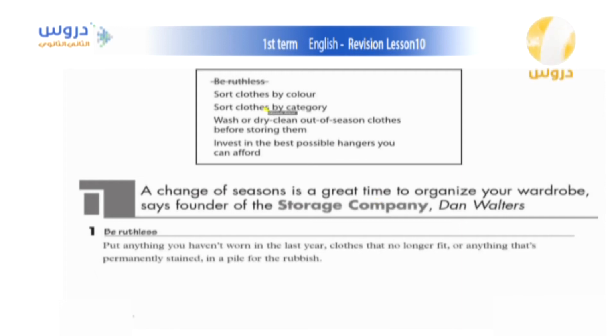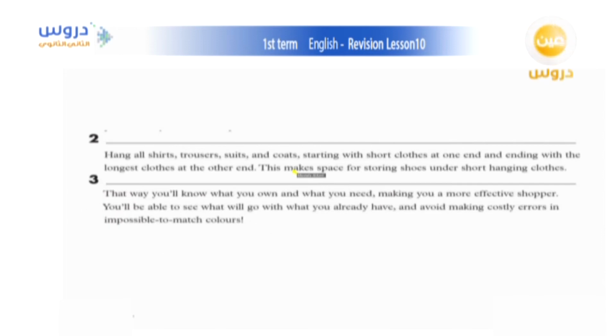Now we need to remember how we sort our clothes by color, how we sort our clothes by category, wash them or dry clean, and invest in the best hangers you can afford. You know hangers? We have plastic hangers, wood hangers, and also what we call from the laundry, the wire hangers. Now let's put the right title to the explanation here.